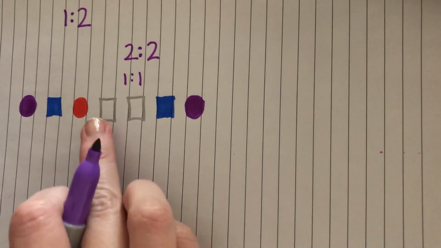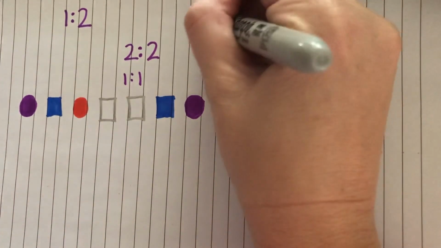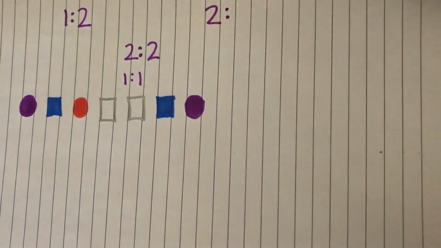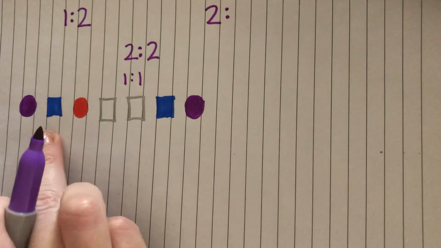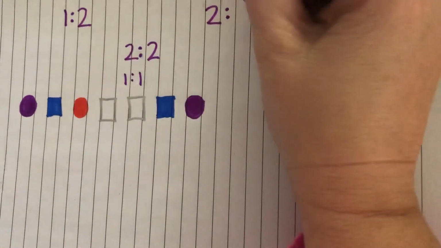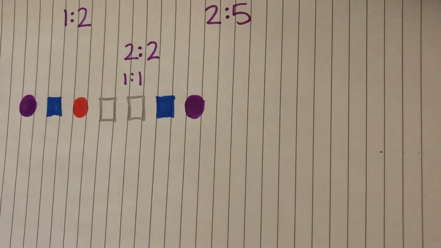So again, we're going to start 1, 2. There's 2 of them. So we're going to put our 2 is to. So the rest of the shapes is everything except for those. So 1, 2, 3, 4, 5. 2:5. And that's how we ratio.